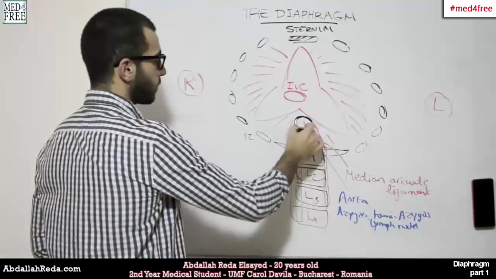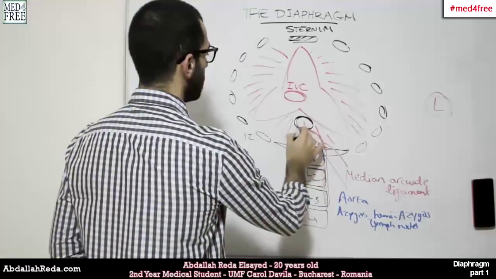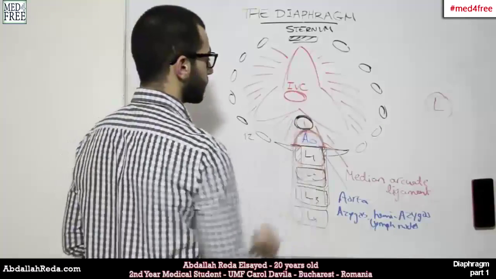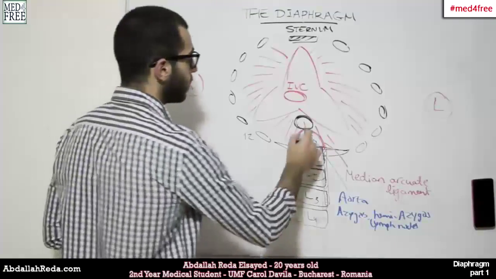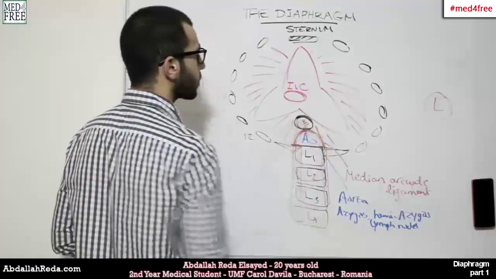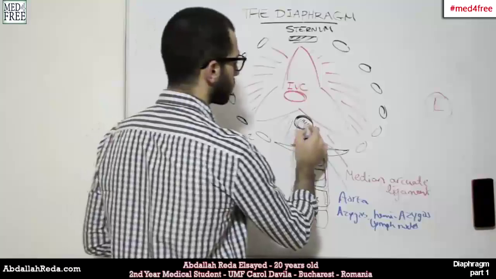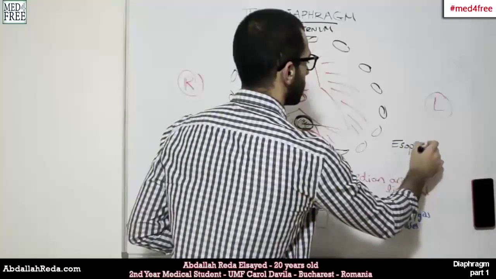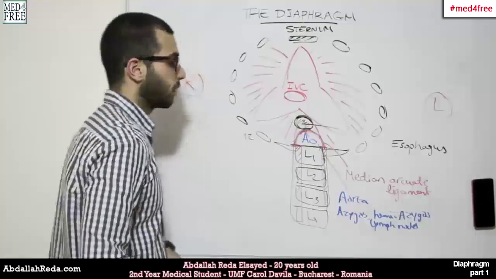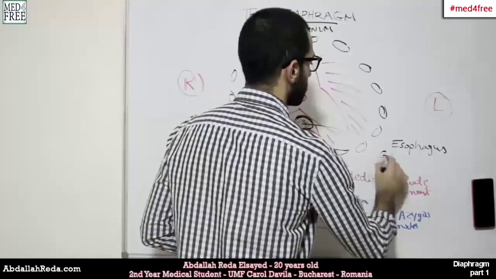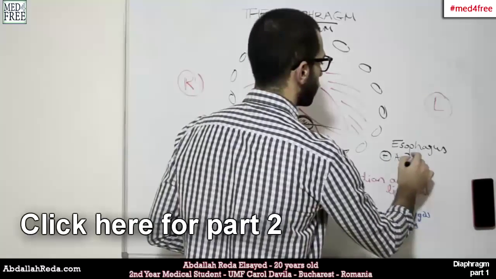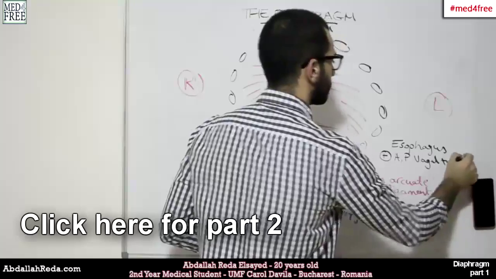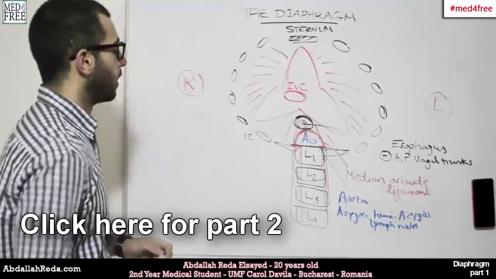These two extensions from the two sides of the pillars will continue anteriorly and in a higher position to form another hiatus, which is called the esophageal hiatus. So through this hiatus, the esophagus will pass. So we have the esophagus plus the anterior and the posterior vagal trunks.